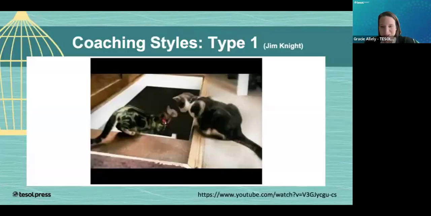If you're familiar with Jim Knight and the different types of coaching from Jim Knight, you see some similarity to these videos and those types. So the first coaching style is type 1. While we watch this short video, just share in the chat how you would describe this coaching style. So let me go ahead and pull up my screen.